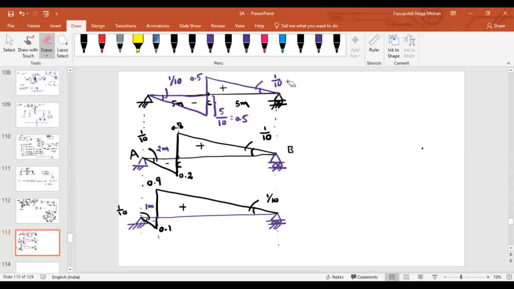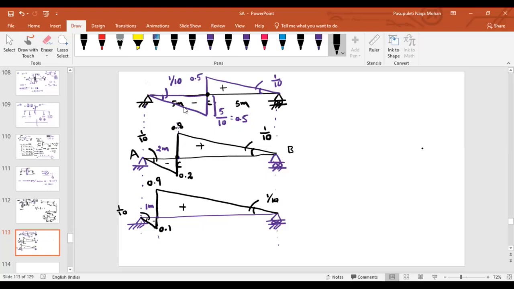In these three cases, the point we have considered is changing. As we keep on moving it to the left side, what is happening? Positive shear force is increasing and negative shear force is decreasing.